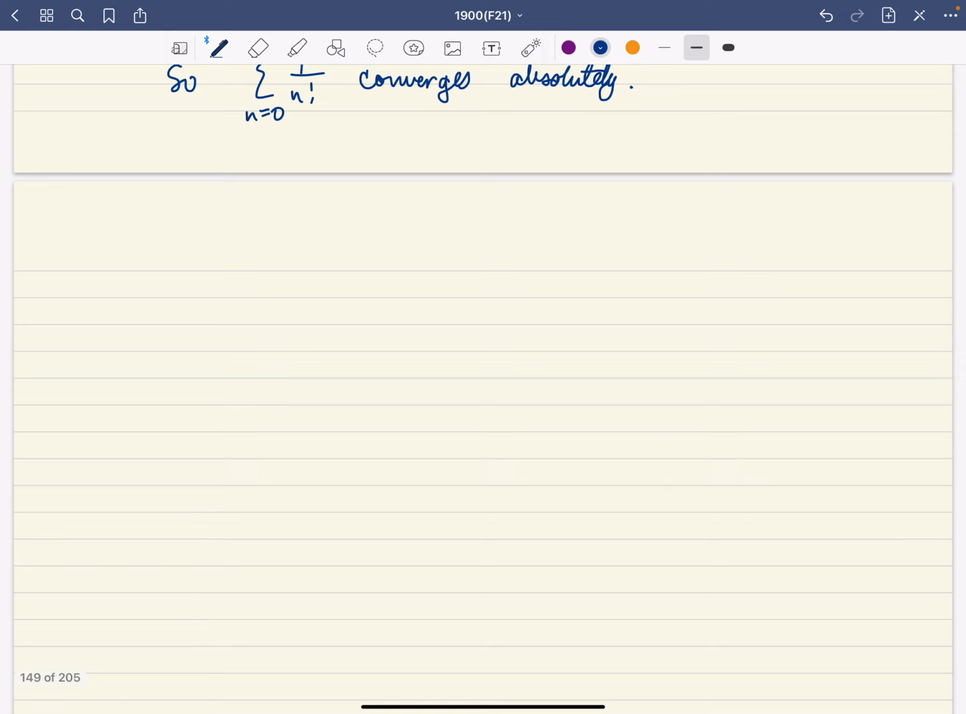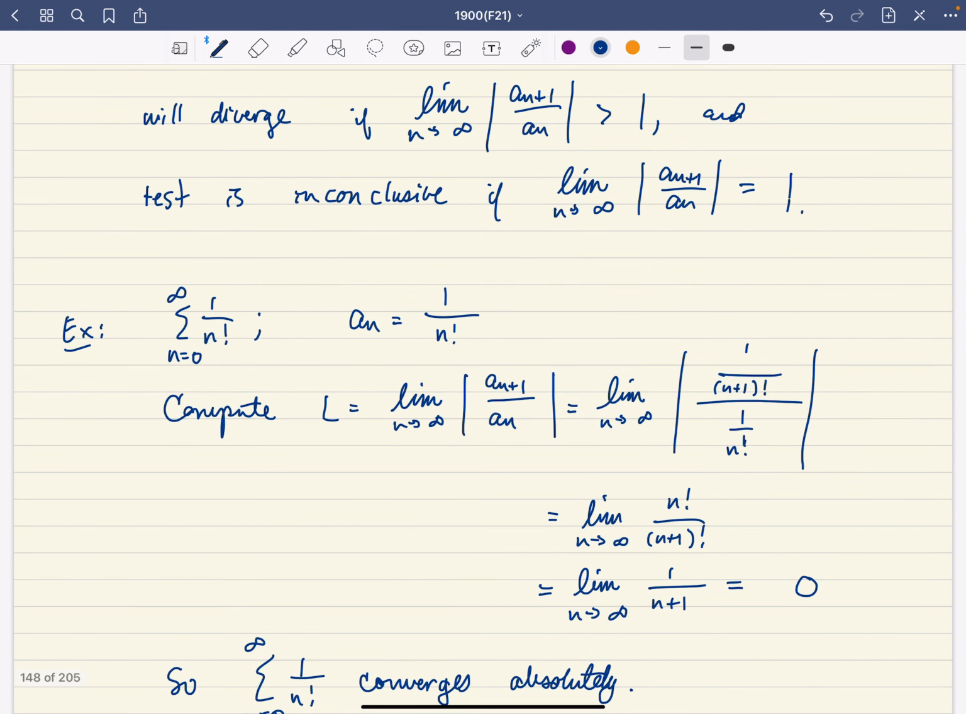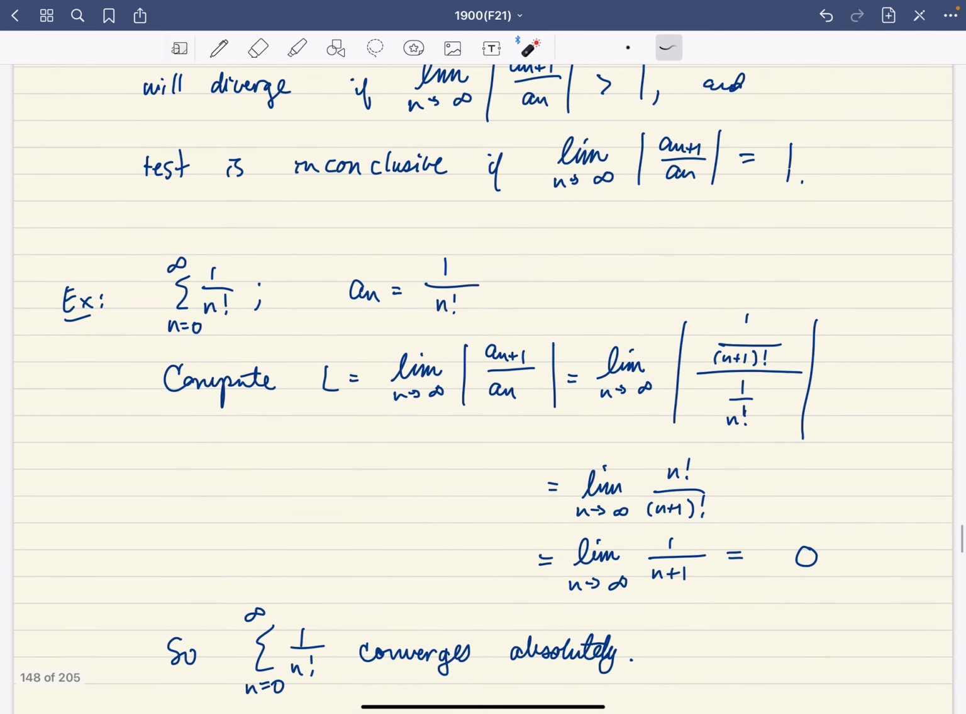And I want to point out that when I say that the test is inconclusive, I should have spent a little bit more time on this when I said it, but let's do it now. When I say that the test is inconclusive if the limit's 1, what I mean is that there are examples of series where this limit is 1 and the series diverges. There are examples of series where this limit is 1 and the series converges absolutely. And there's series where this limit is 1 and the series converges conditionally. All of those things can happen if the limit is 1.